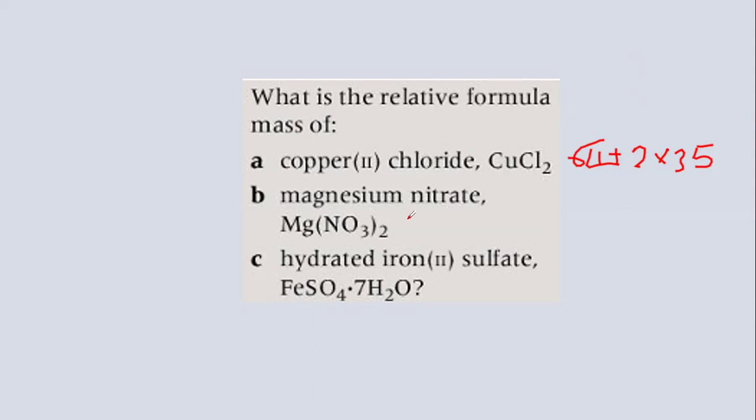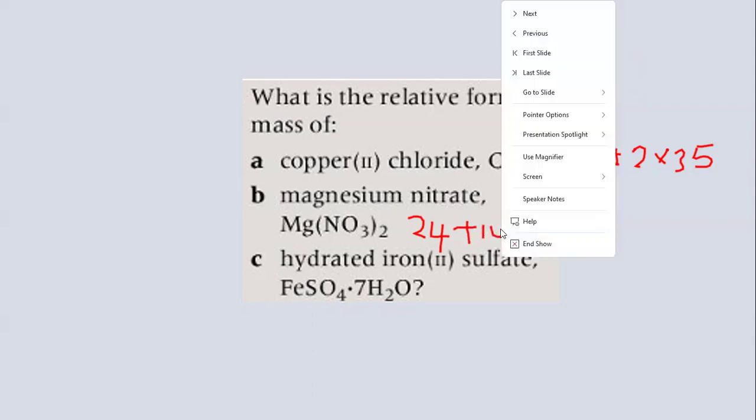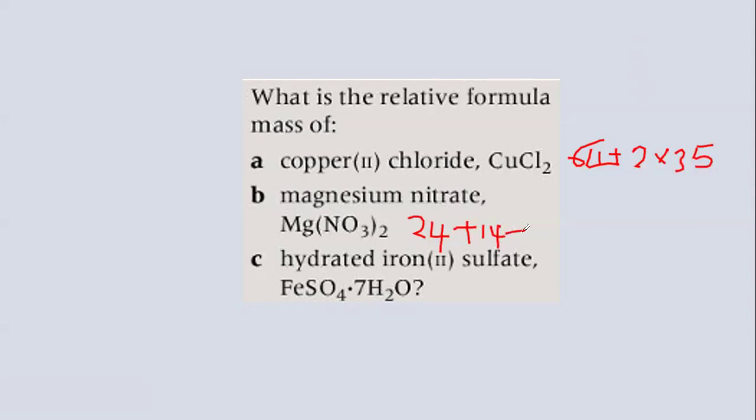So 64 plus 71, so you have 135. So you can also do the second one, of course. Magnesium is 24. There is 2 there. That will be 14 plus 48, in brackets, times 2. So you multiply everything times 2 in this manner. So 14 plus 48 is 62, times 2 is 124, 124 plus 24. The third one, you will do it yourself.